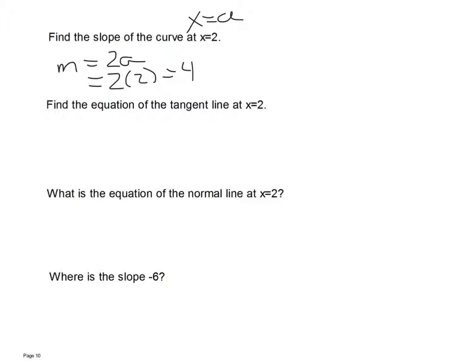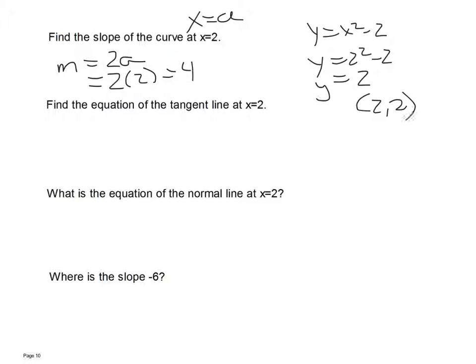All right, so the equation of the tangent line would have a slope of 4. And my y value, remember, if we're talking about y equals x squared minus 2, if x equals 2, my y value is then 2. Okay, so we're talking 2 comma 2. We're going through 2 comma 2. So my equation of the tangent line at 2 comma 2 with a slope of 4 is y minus 2 equals 4 times x minus 2.